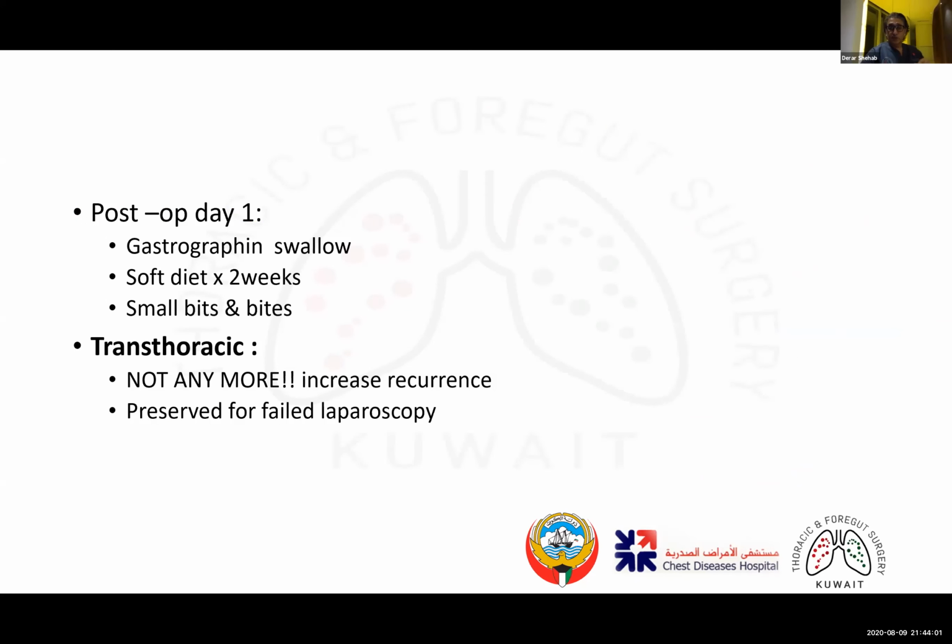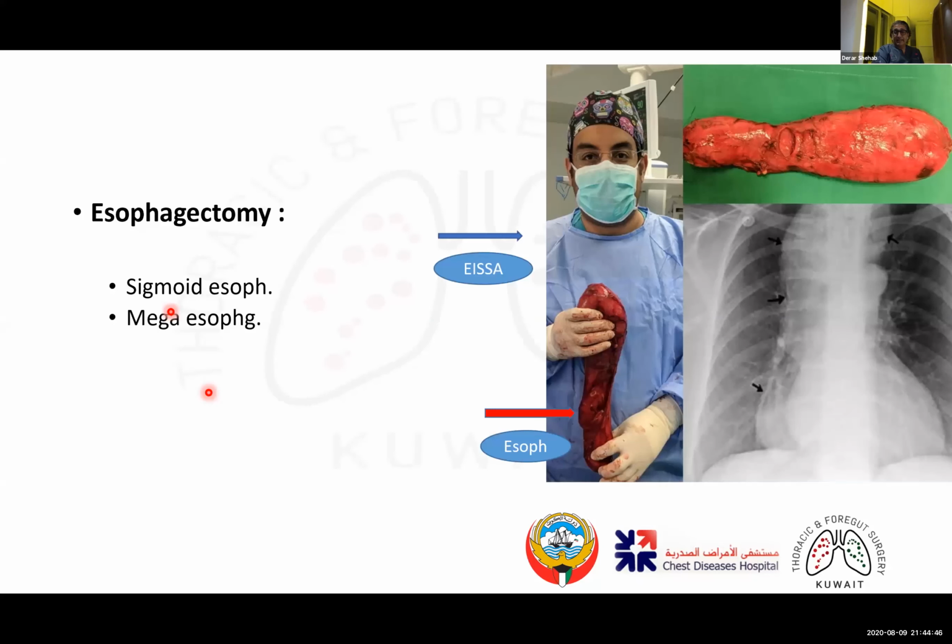Okay. So post-operatively, I usually keep them fasting till the next day, and then I do a Gastrografin swallow. If they pass it, then start a soft diet for 2 weeks. And I always tell my patients, if you want to eat, just eat small bites. Having said that, a transthoracic approach is not done anymore. We have megaesophagus, more than 10 centimeters, or 8 to 10 centimeters.